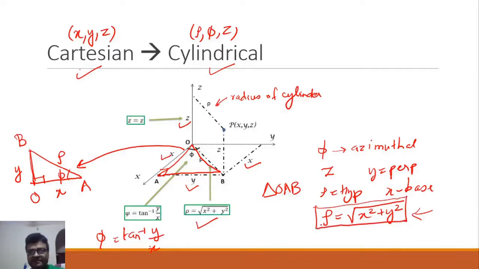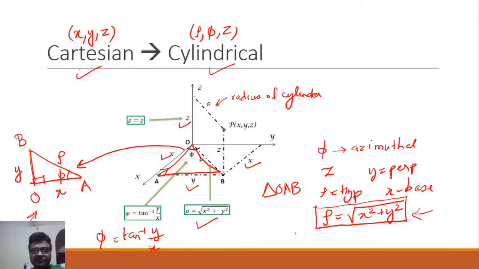One is the hypotenuse, which is rho, and rho, as you know, is the radius of the cylinder. So if you want to convert rho into x and y coordinates, you have to find the square root of x squared plus y squared. And phi, which was the azimuth of the cylindrical coordinate system, to convert it into x and y, we have taken this triangle and found tan phi, which is y by x.